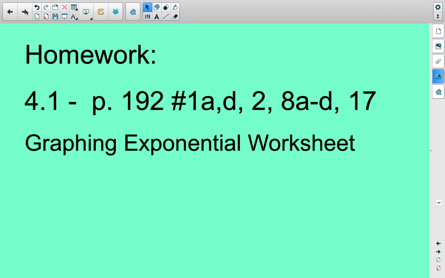All right, your homework is all in Schoology, and you have 2 parts to your homework. The first part is the book problems on page 192. And your second part is a graphing exponential worksheet. There's only 3 of them on there. You can print the worksheet if you'd like, or you can just sketch the graphs along with your bookwork if you don't want to print the worksheet. That is up to you.